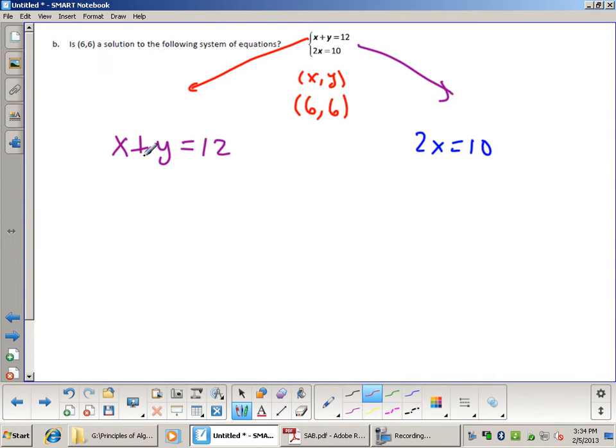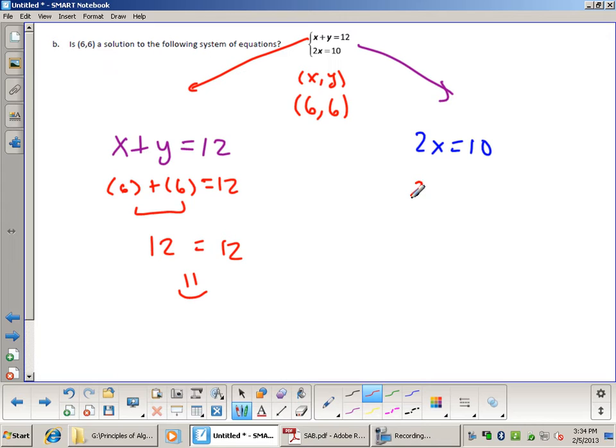So we'll put the 6 in for the x. We'll also put the 6 in for the y and check to see if that adds up to 12. Now, I know some of you are saying, oh, Mr. Collins, I could do that in my head. Well, that's fine. Do it in your head, but you still have to show us at least some of the work. So 12 equals 12. That works. Happy face.